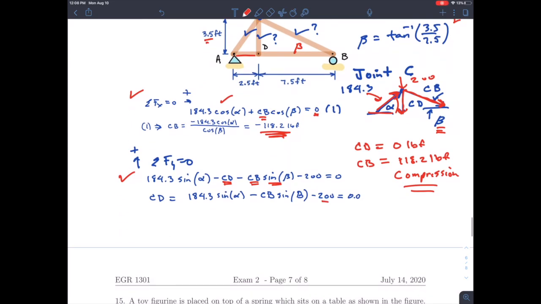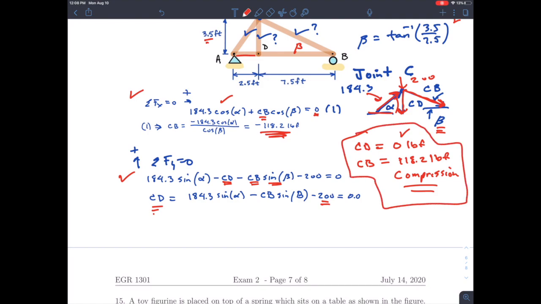Okay, so that goes down. All right, so I have this equation for CD, and it turns out if you carried all the precision through, that's a zero force member. So the answer here is 0. All right, so that's how you solve that one.